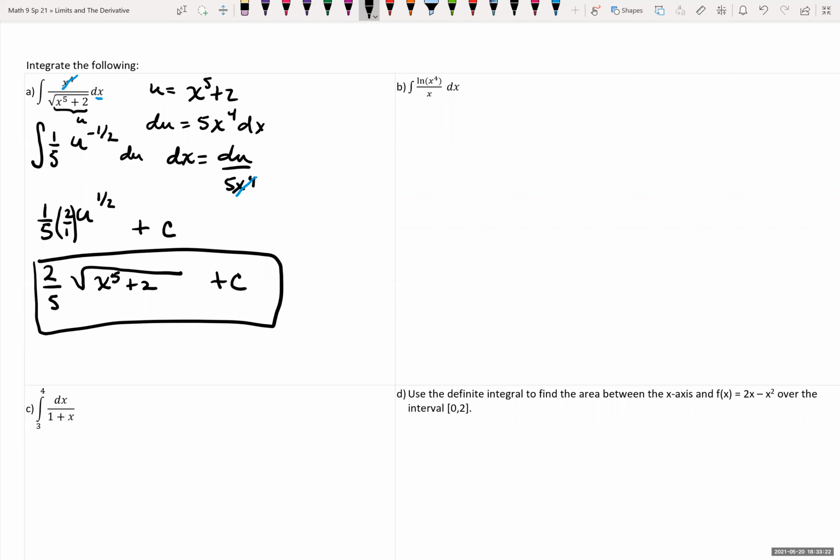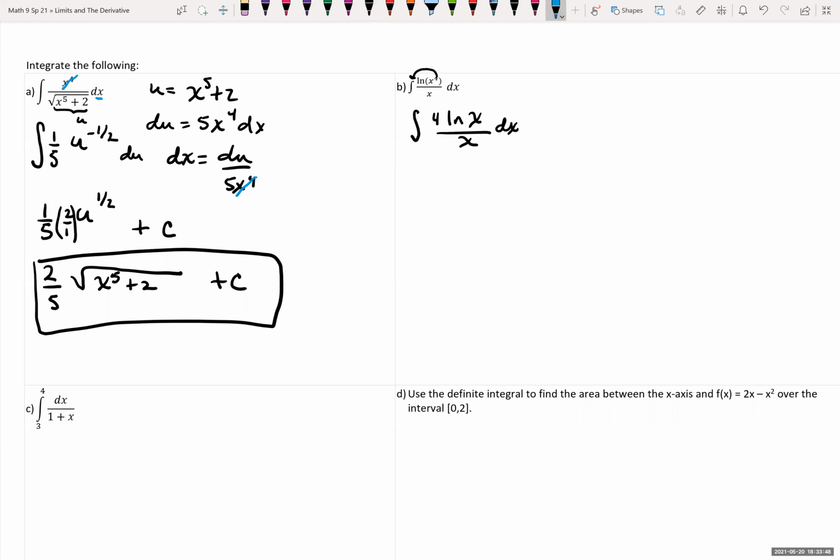So for part B, we have the natural log of x to the 4th all over x. We do not know how to take the antiderivative of a natural log, and so that's what we're going to choose to be our u. We also can use properties of logs, and you don't have to do this, but it will make our life easier by bringing our exponent down front. So that's the same thing as 4 times the natural log of x all over x dx.